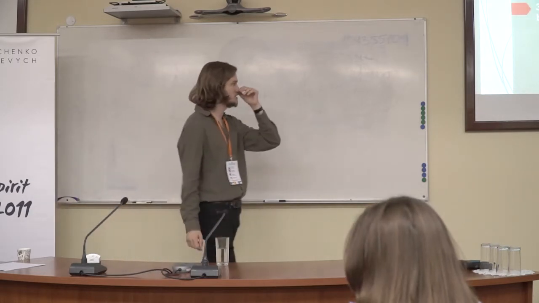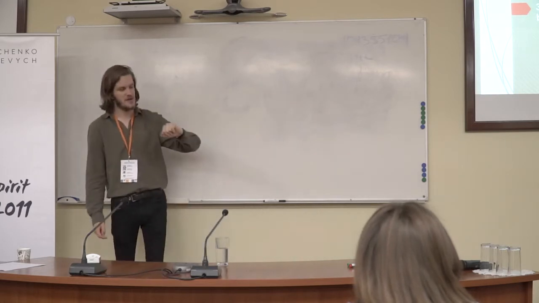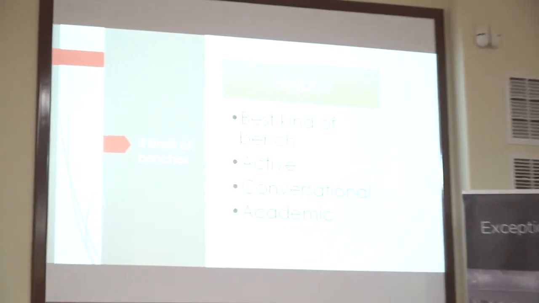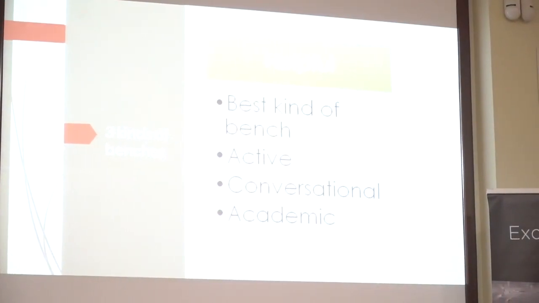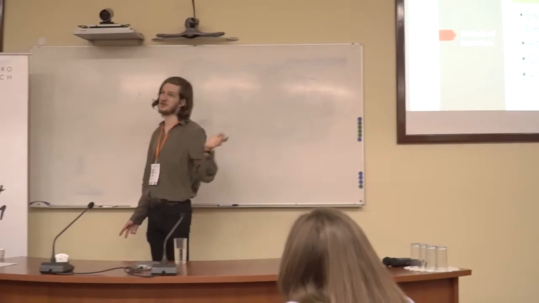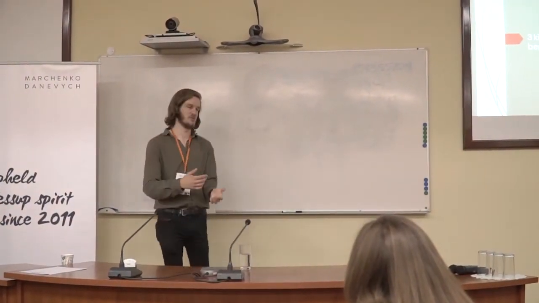So 3 kinds of judges, or 3 kinds of benches that you can get. The helpful bench is the best bench. That's a bench that is engaged, that knows the law and wants to talk to you about why this is interesting. Or if you don't know the law and you're clearly struggling, they will at least try and help you get to where your argument needs to be.